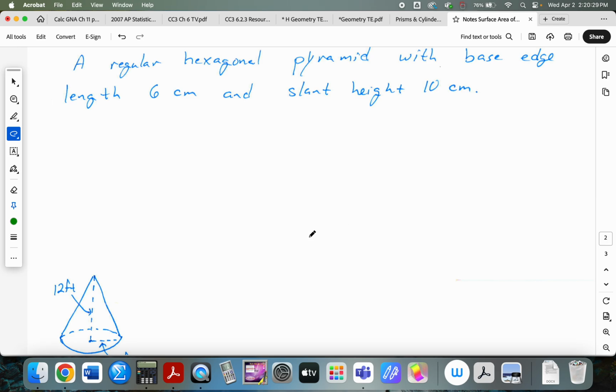So let's take a look at this one. We've got a regular hexagonal pyramid. That means the base is a regular hexagon. So I'm going to start there. I'll find the perimeter. There are 6 sides at 6 each. That is 36.